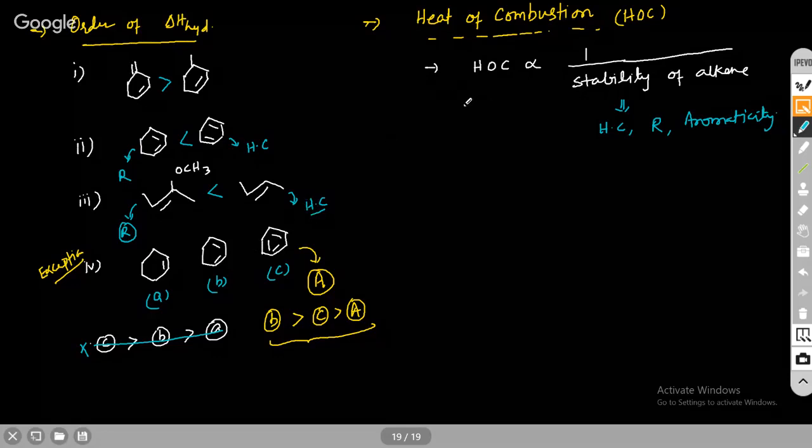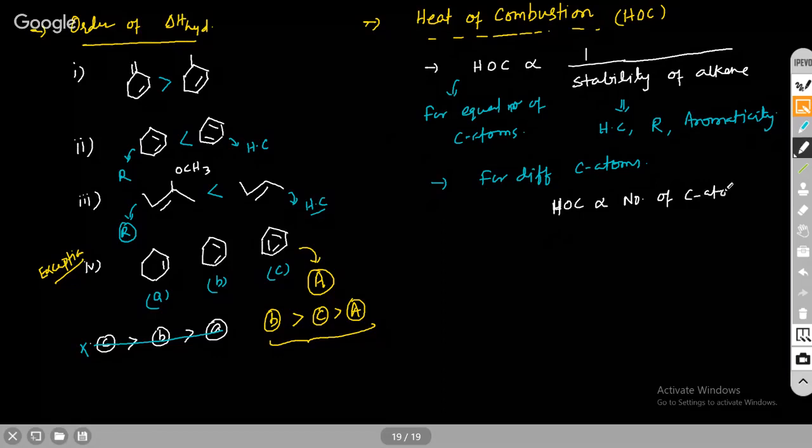This condition is true when the two molecules have an equal number of carbon atoms. But if the number of carbon atoms is different, then the heat of combustion, HOC, is directly proportional to the number of carbon atoms. So these are the two factors again you have to keep in mind.